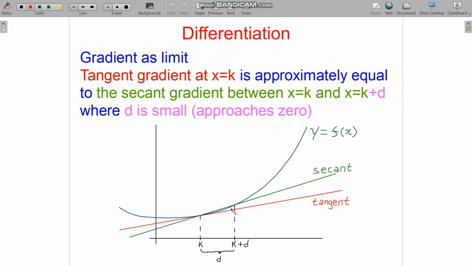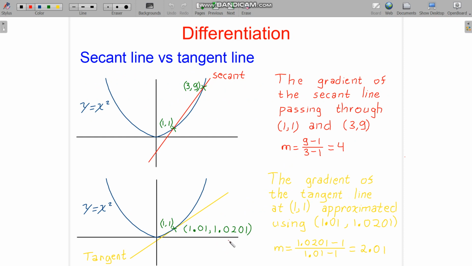So the secant between when the x is k and the x is k plus d, but the d should be really small. For example, we have this function y equals x squared. We are looking for the gradient when the x is 1. So we're looking for the gradient of the tangent line where the x is 1. So we're looking for around here, that is the tangent.